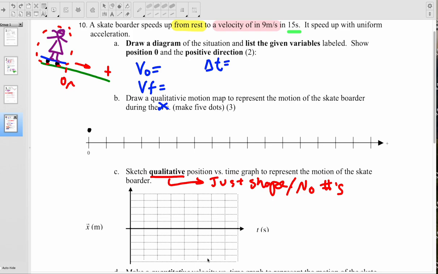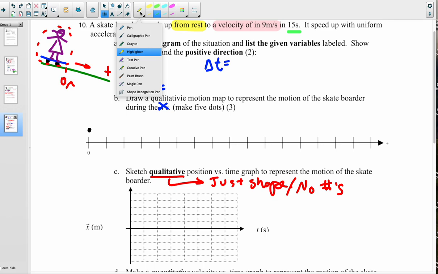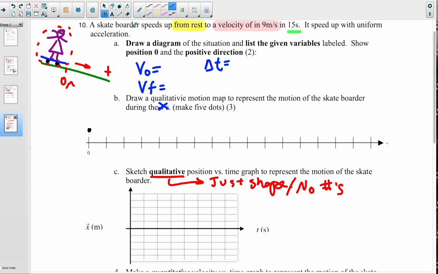This is number 10 on the back of the review packet. Please make sure that you read the problem well before we get started here. It says a skateboarder speeds up from rest to a velocity of 9 meters per second in 15 seconds. It speeds up with uniform acceleration.